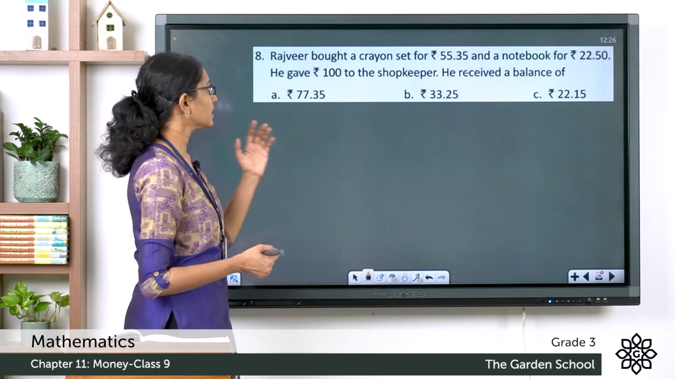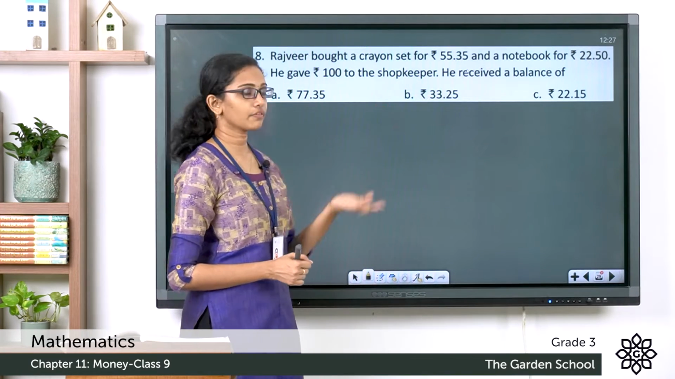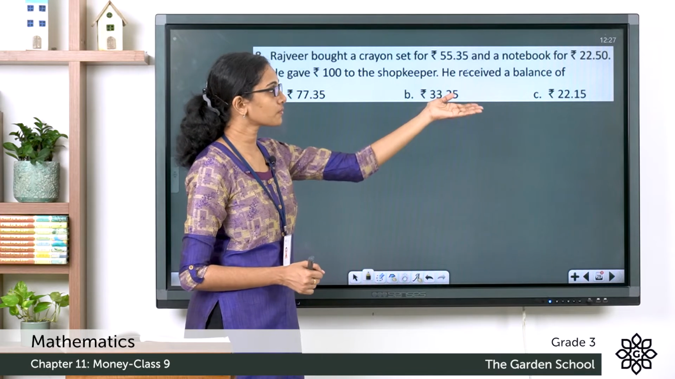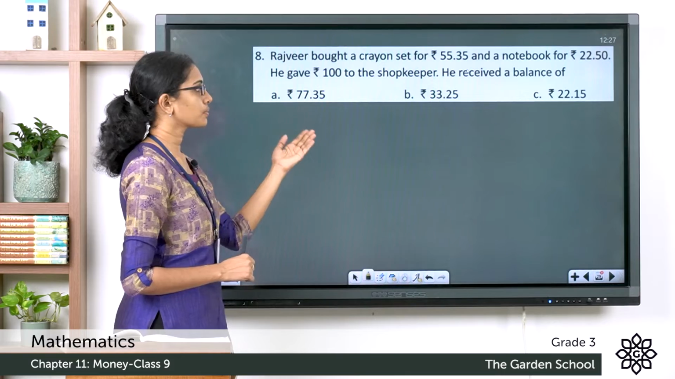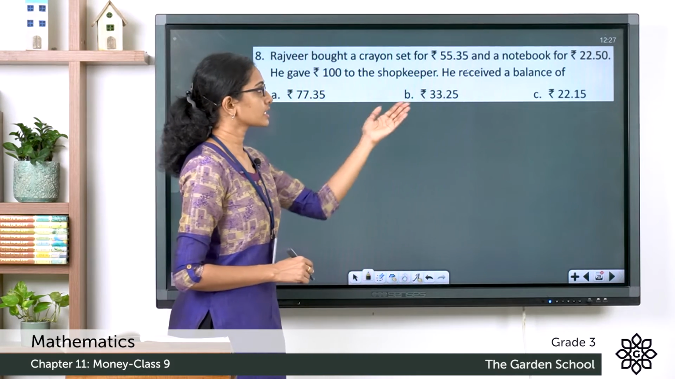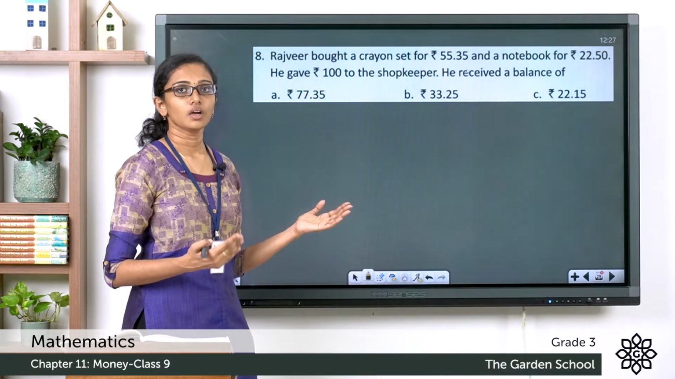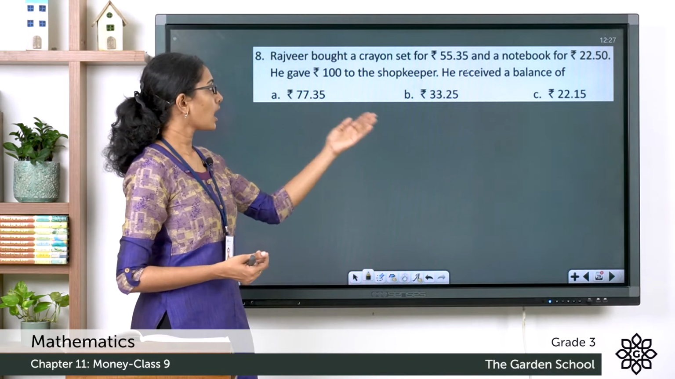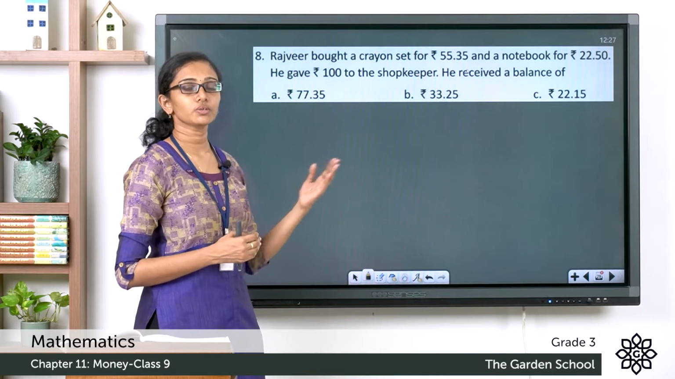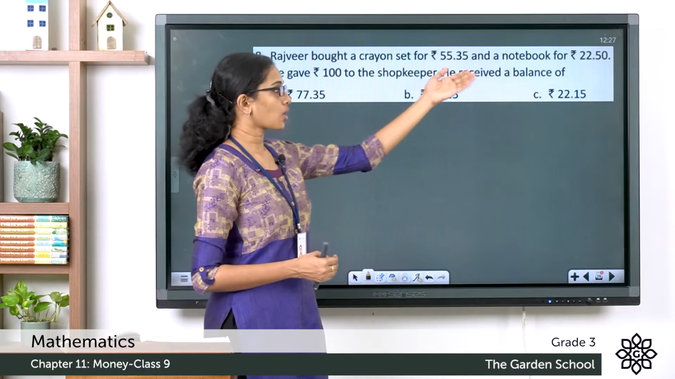Let's read the question. Rajveer bought a crayon set for 55 rupees 35 paise and a notebook for 22 rupees 50 paise. He gave 100 rupees to the shopkeeper. He received a balance of dash. So, what are you asked to find out? You are asked to find out what is the balance amount he received upon giving 100 rupees to the shopkeeper after buying a crayon set and a notebook.